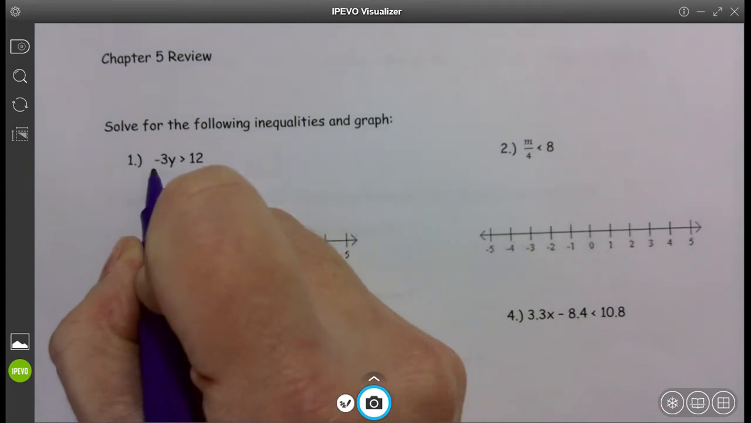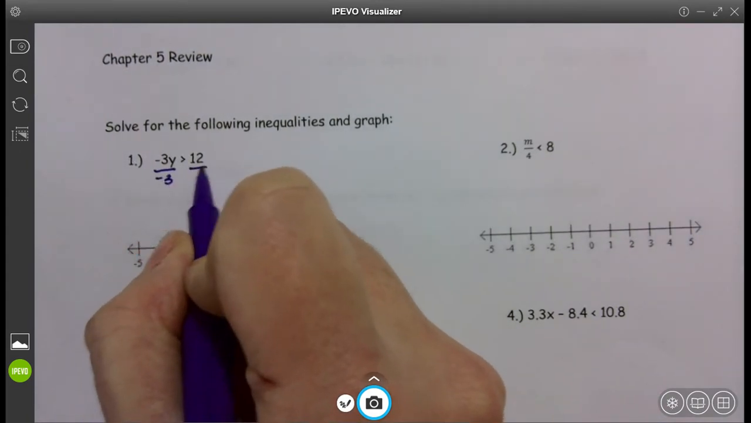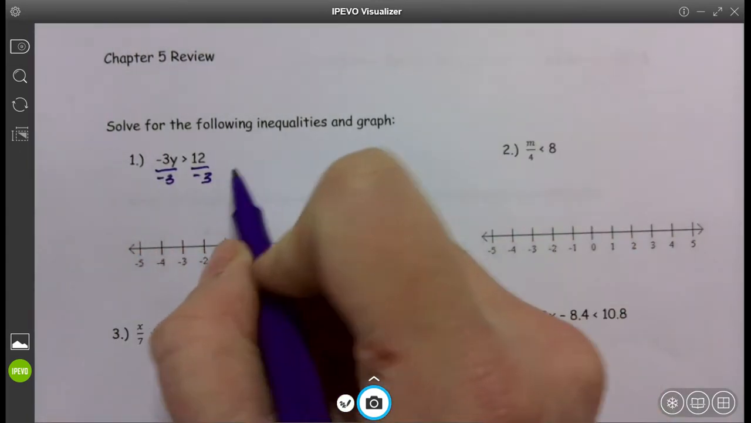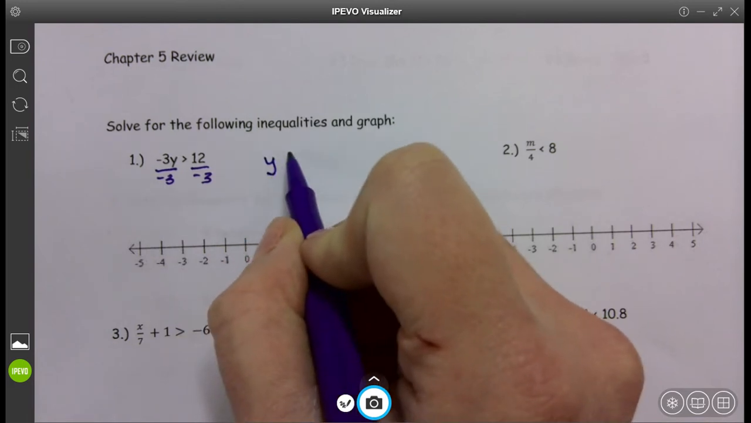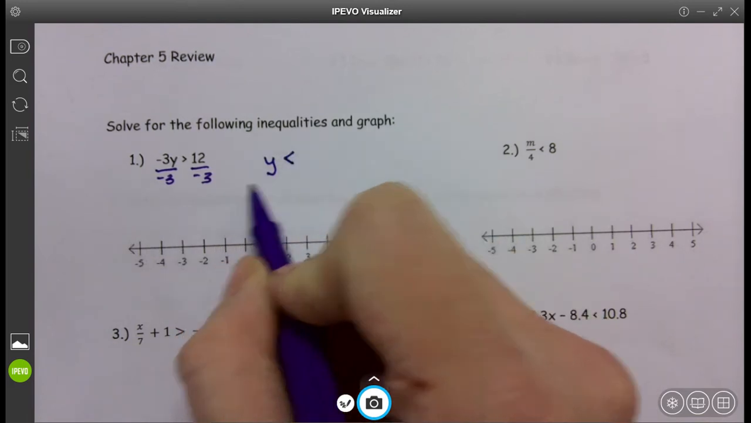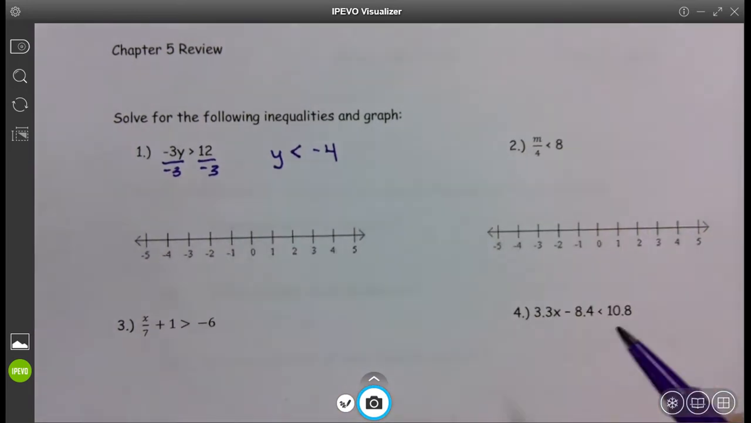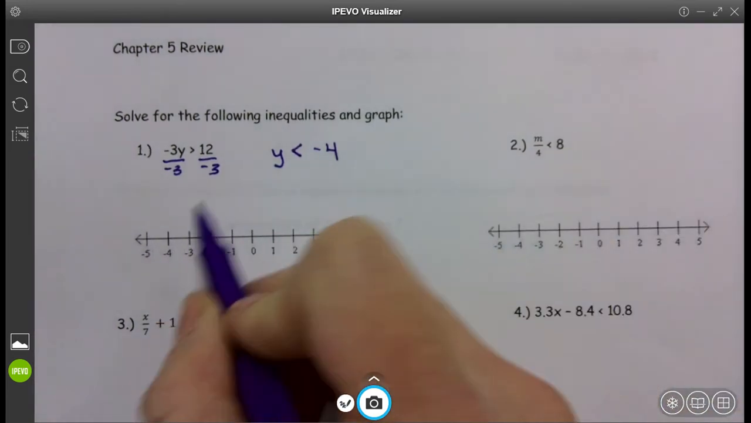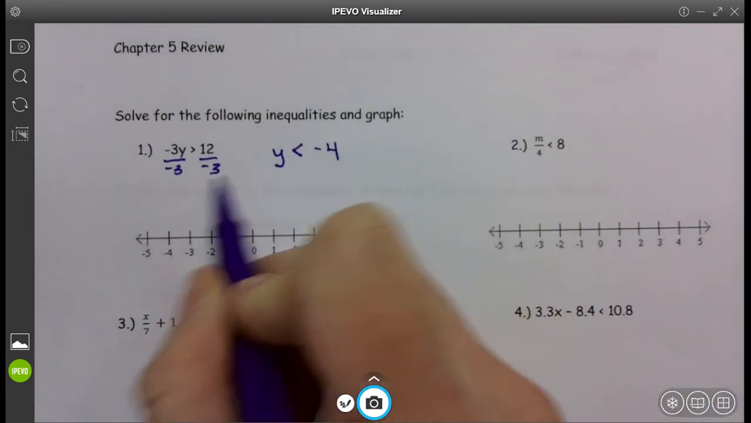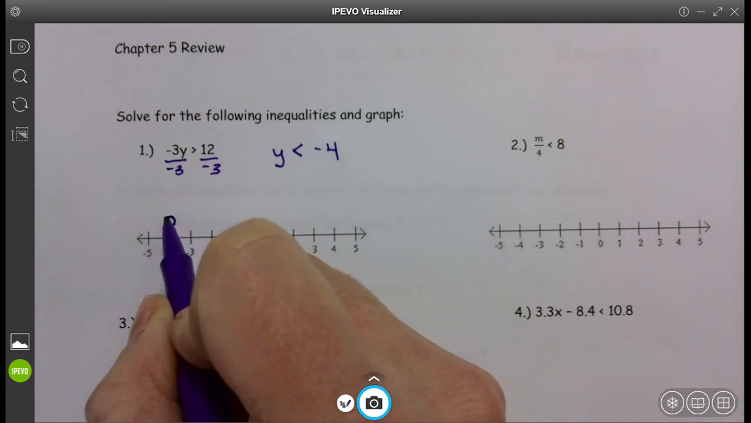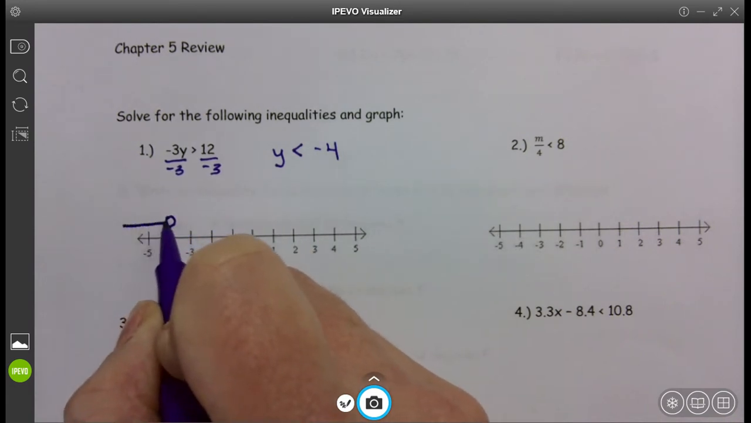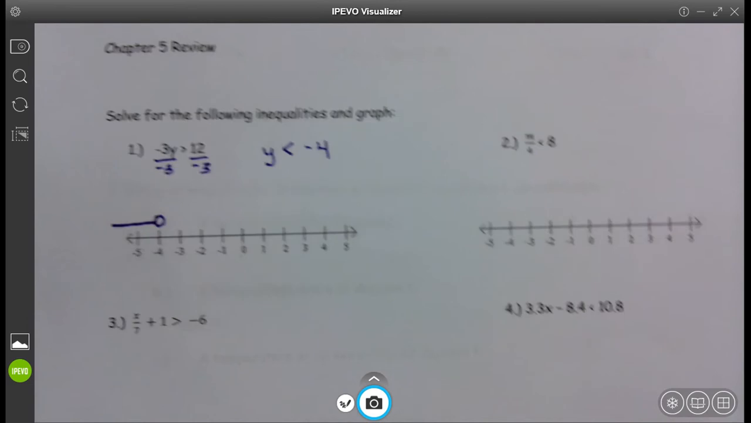We need to get y by itself by dividing by -3. Y is isolated, or alone. Since we divided by a negative, we must flip the sign, and we're at -4. We go to -4. We are not equal to -4, we're just less than it. So we're going to put an open circle at -4, and anything below -4 is a solution. So we shade to the left.